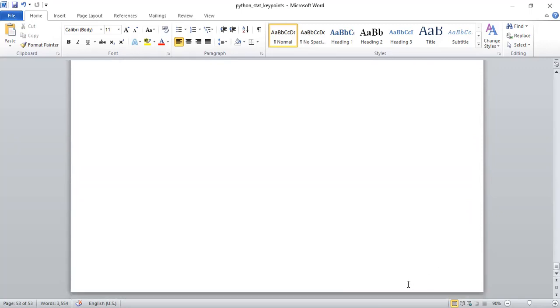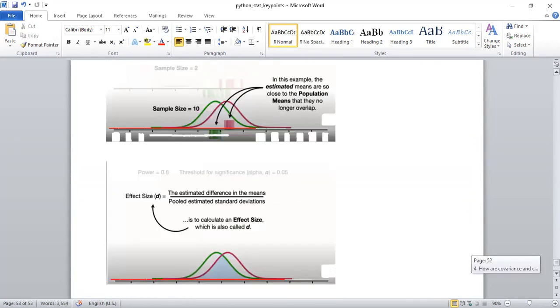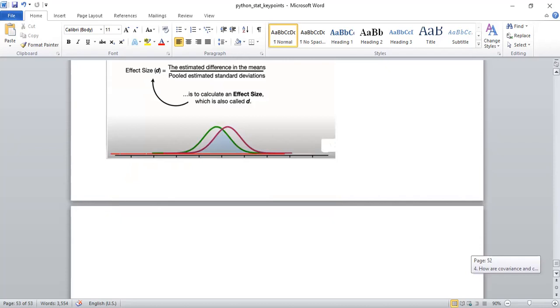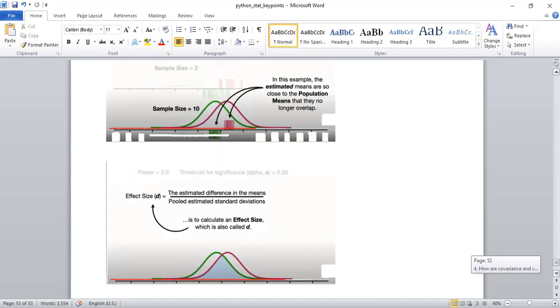Here I want to say, if your effect size is small, then you have to take a large sample. And if your effect size is larger, then you have to take a small sample. I'm just showing you one thing.